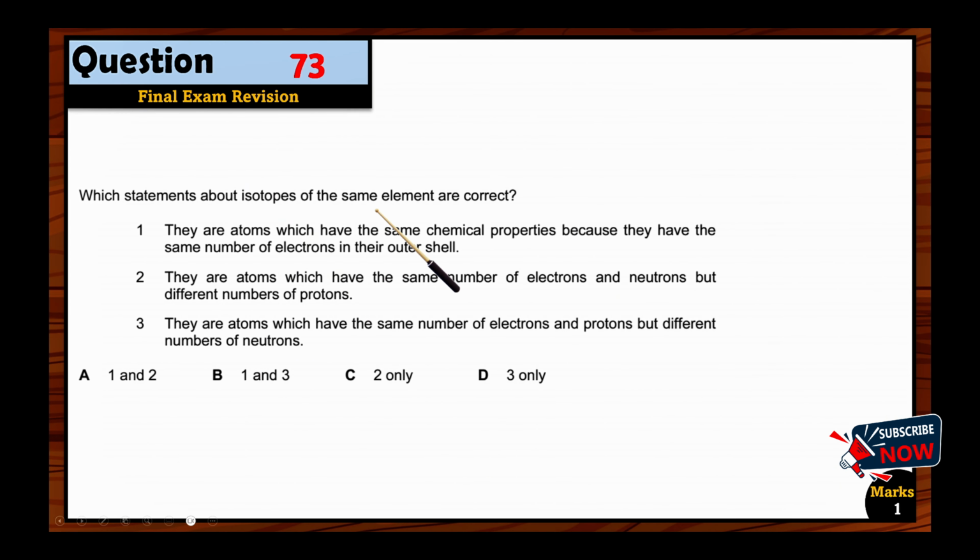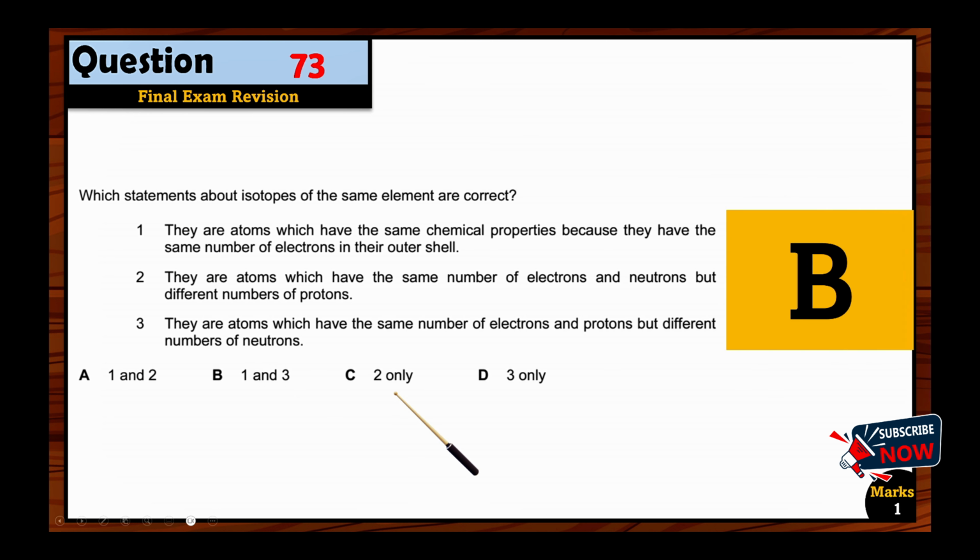Which statements about isotopes of the same element are correct? Option 1: they are atoms which have the same chemical properties because they have the same number of electrons in the outer shell. Yes, we already discussed this one, so option 1 is right. Option 2: they are atoms which have the same number of electrons and neutrons. No, that's wrong. They have the same number of electrons but not neutrons. Option 3: they are atoms which have the same number of electrons and protons but a different number of neutrons. Yes, the number of neutrons is different. So options 1 and 3 are right, and the correct option is B.